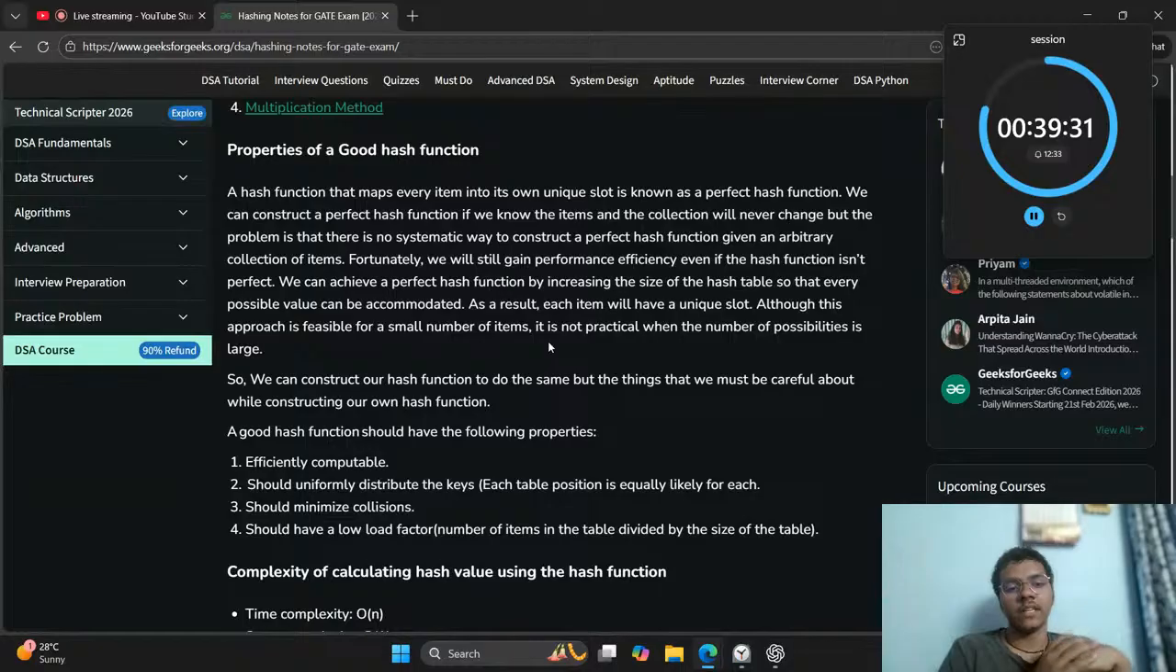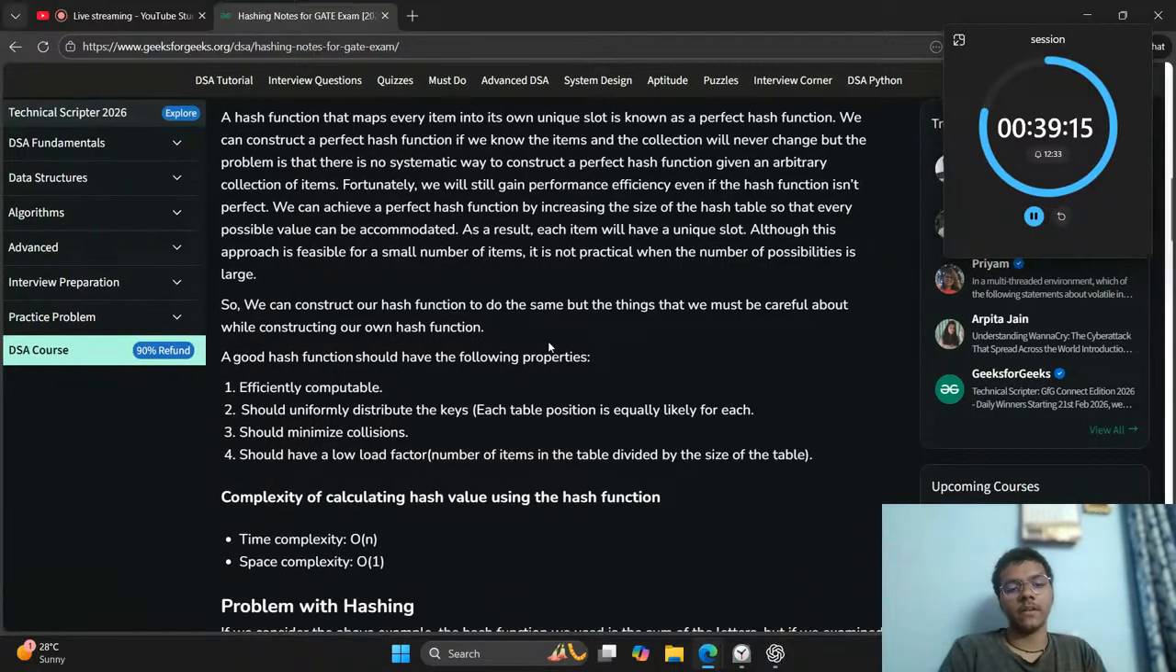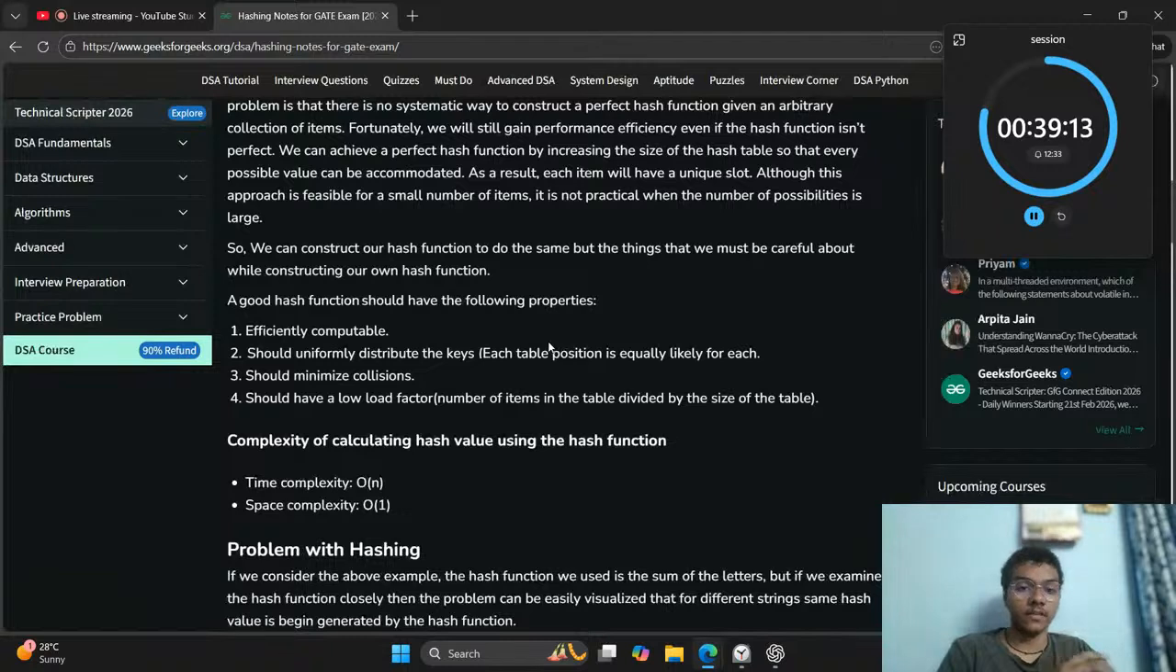Even if the hash function is not perfect, we can achieve a perfect hash function by increasing the size of the hash table so that every possible value can be accommodated. As a result, each item will have a unique slot. Although this approach is feasible for a small number of items, it is not practical when the number of possibilities is large. So we can construct our hash function to do the same, but there are things that we must be careful about while constructing our own hash function.